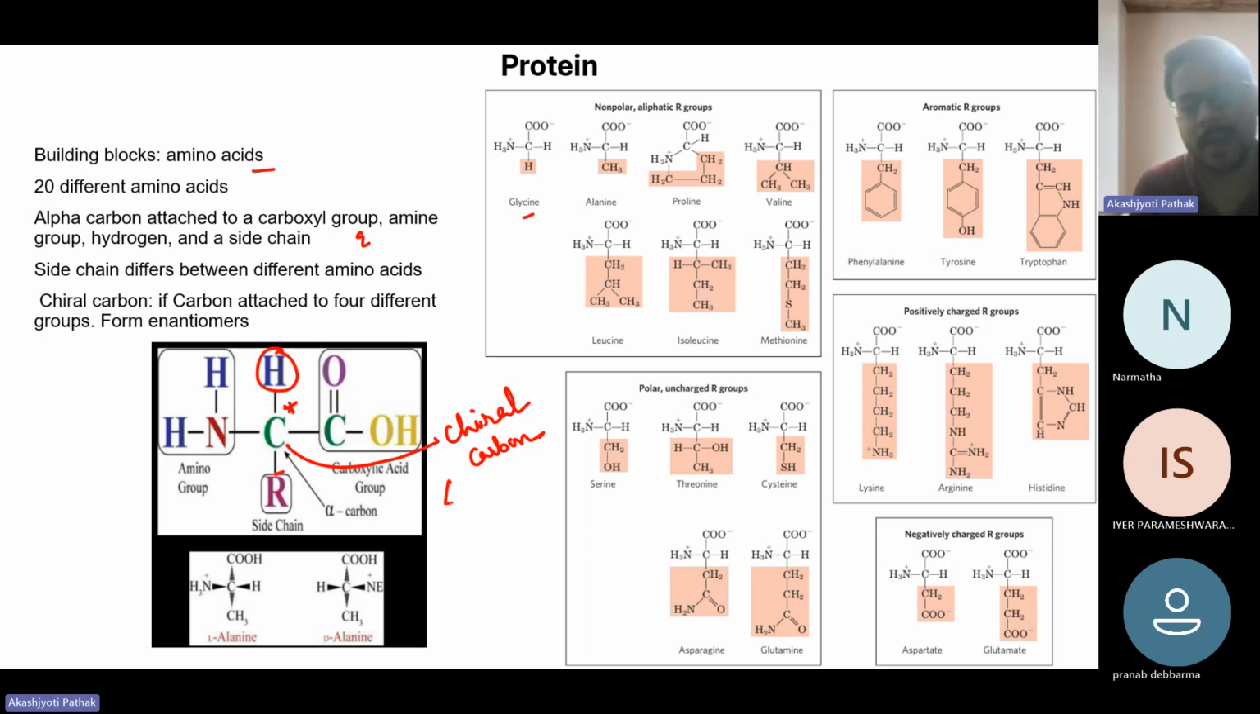So there can be either L amino acids or D amino acids, but in humans, what type of amino acids are present in human proteins? Human proteins have L amino acids, right? D amino acids are present in the bacterial cell wall. When we were discussing peptidoglycan, the peptidoglycan layer which is present in the bacterial cell wall has D amino acids.